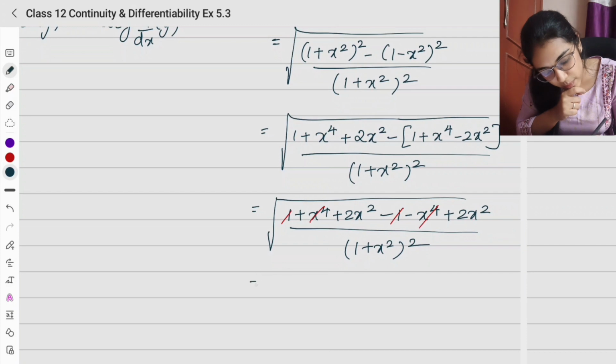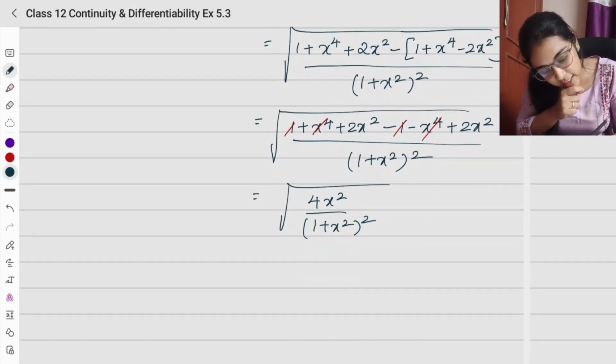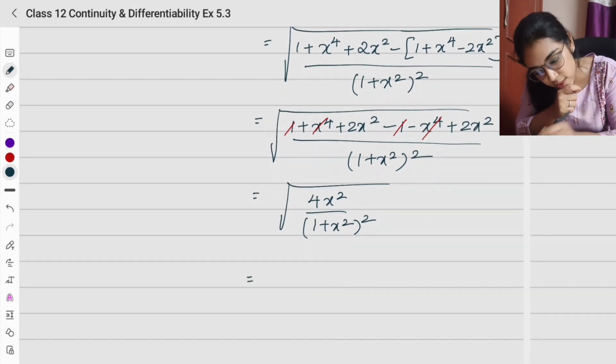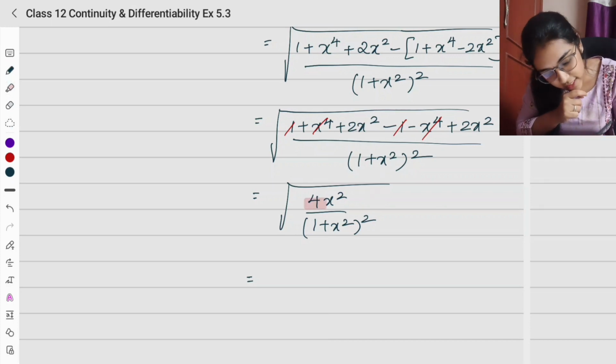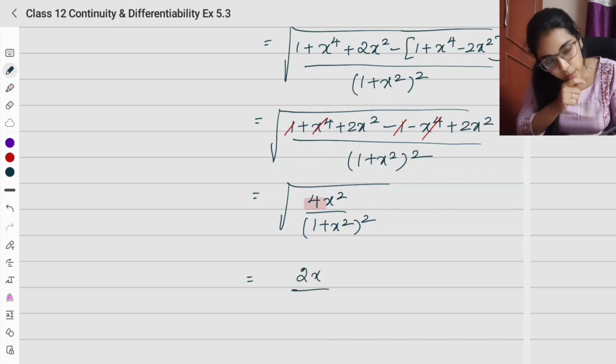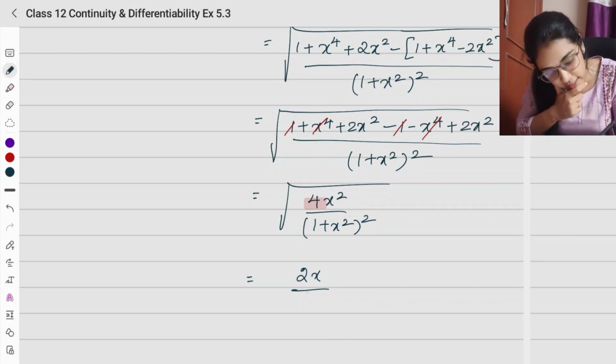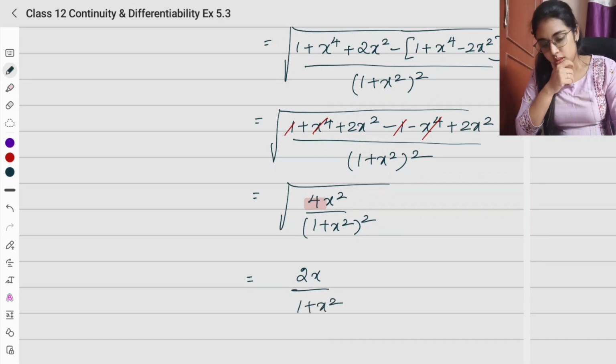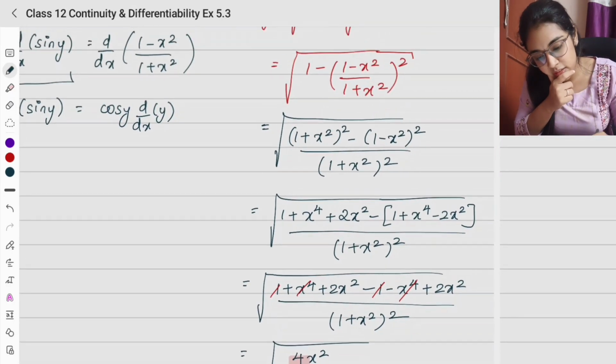So 2x square plus 2x square, I'm going to have 4x square divided by 1 plus x square the whole square. Square root of what will I have? Square root of 4 is going to be 2. Square root of x square is going to be x. So 2x divided by, square root of 1 plus x square the whole square, I'll have 1 plus x square. Correct? So what is this? This is my cos y.